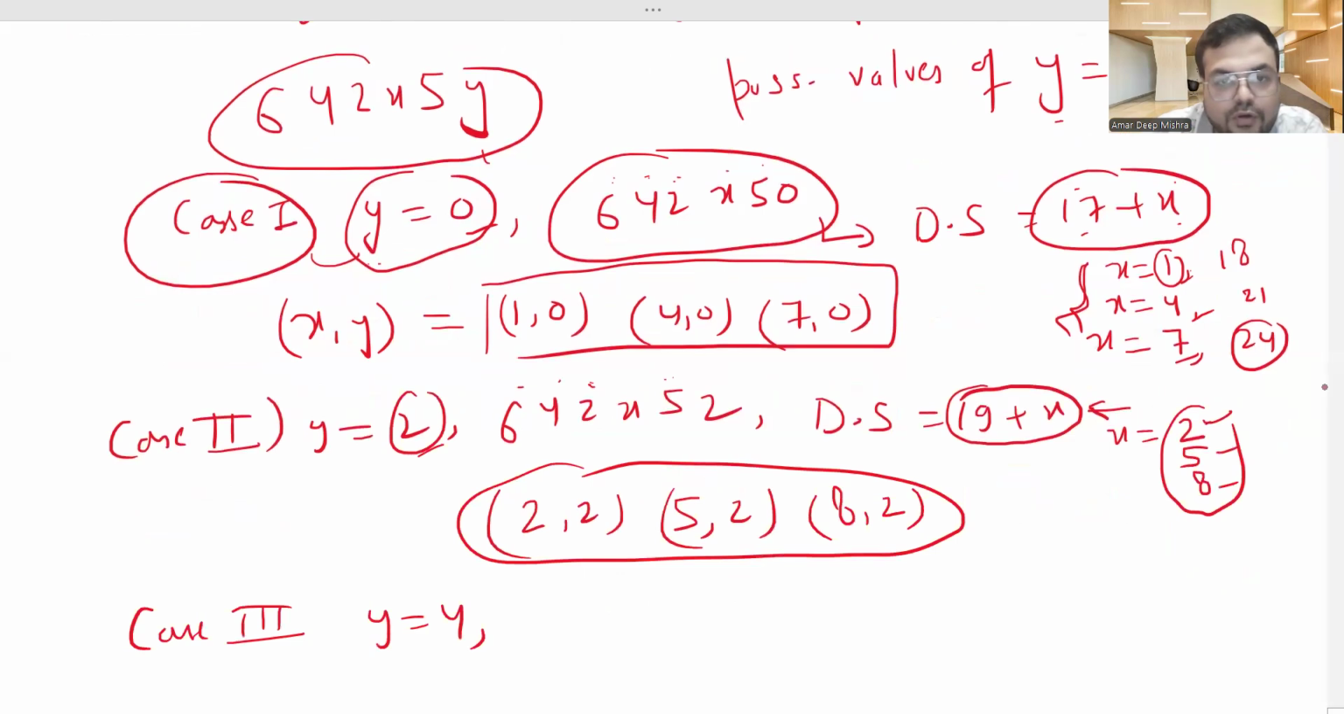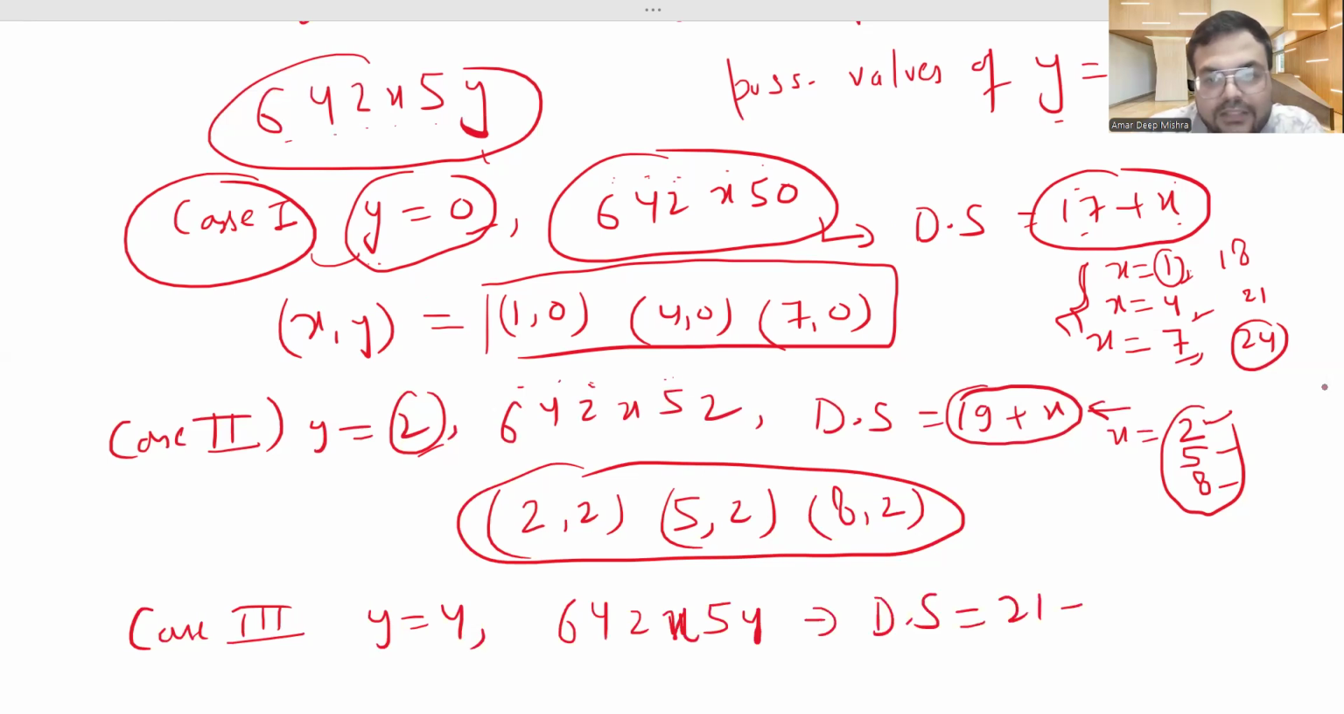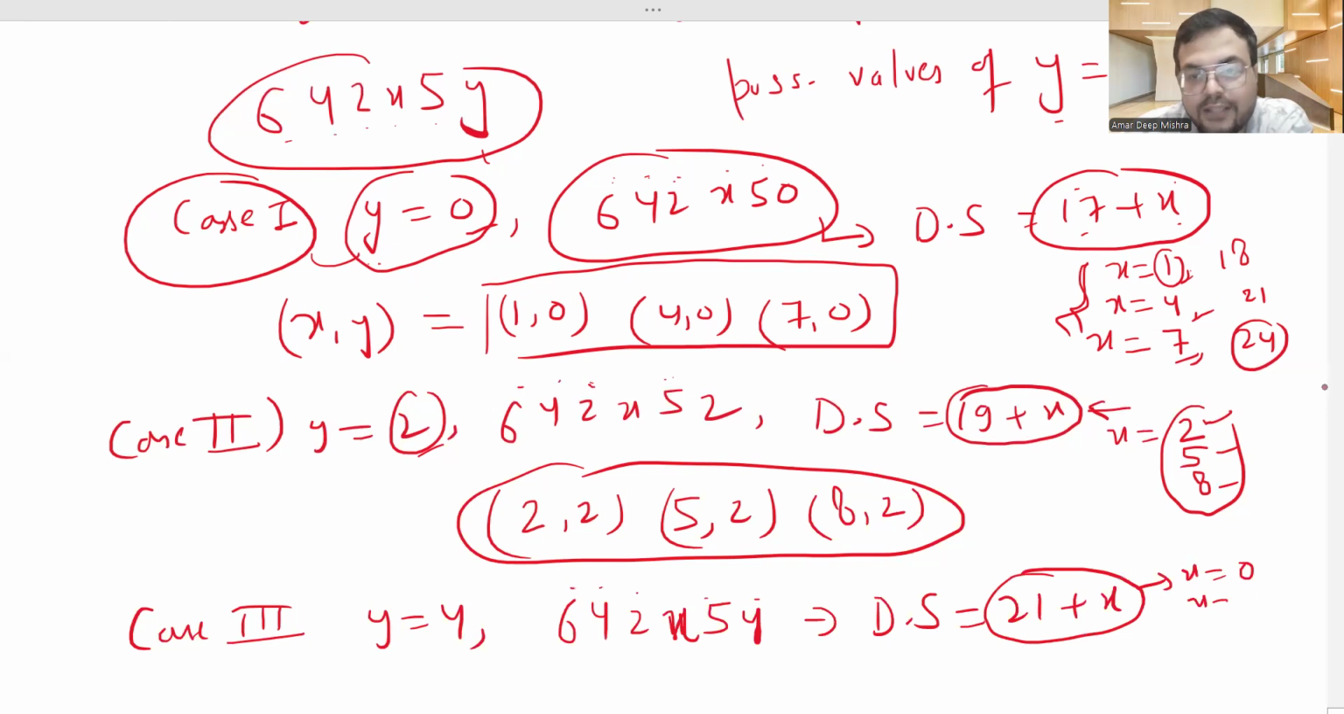For y equals 4, the number will become 642x54. Okay, so the digit sum will become 21 plus x. That is 6 plus 4, 10, 10 plus 2, 12, 12 plus 5, that is 17, 17 plus 4, 21, 21 plus x. Now, for this digit sum, the values of x would be x equals 0, x equals 3, x equals 6, and x equals 9.